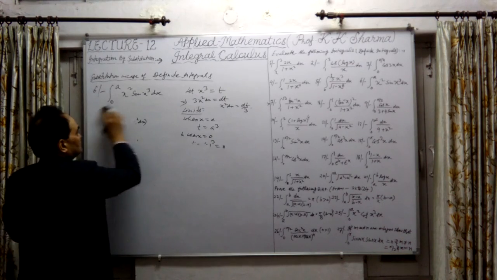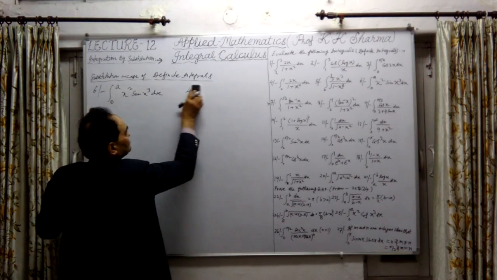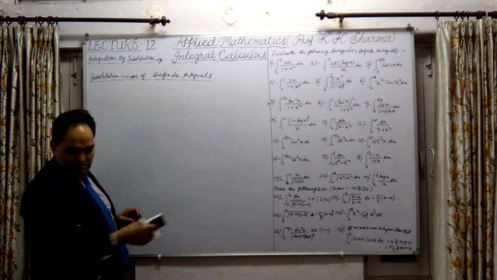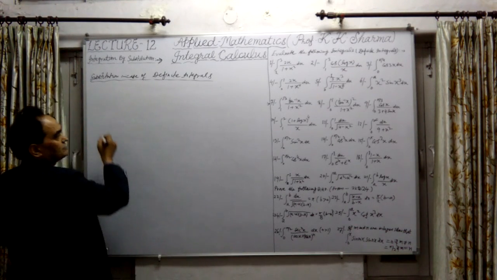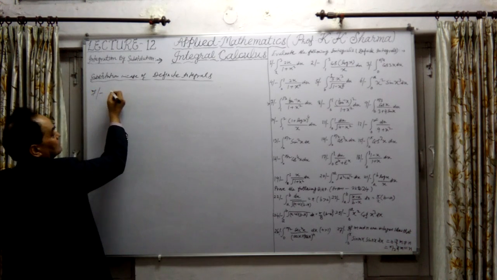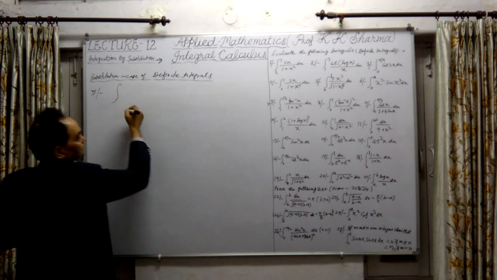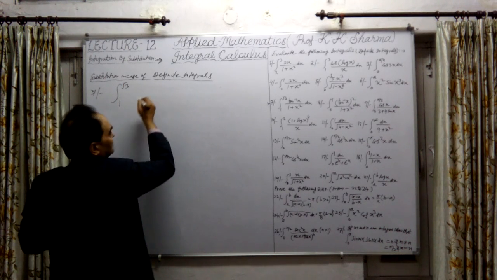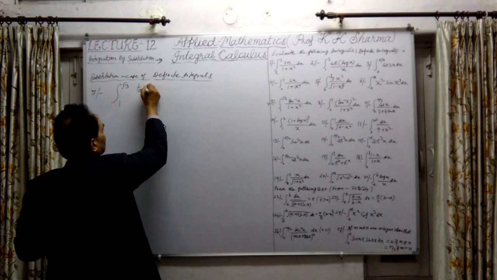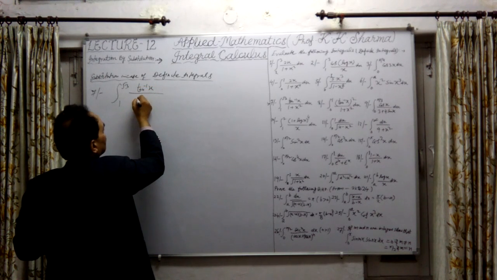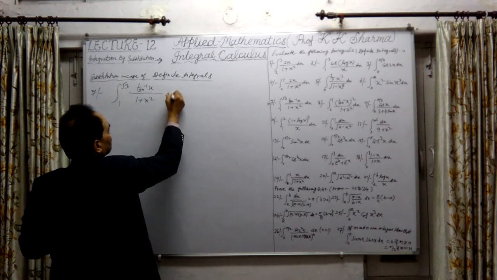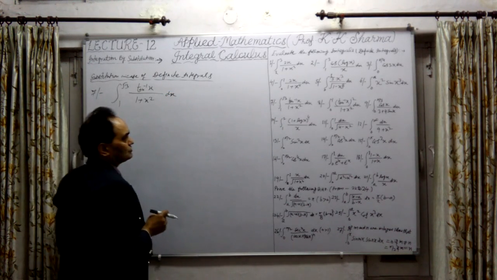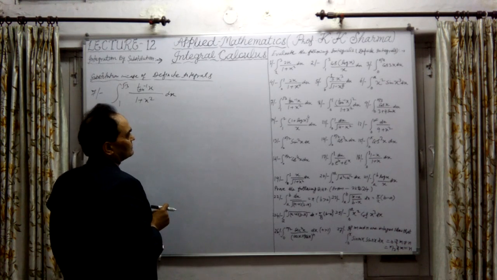Question number 6 we have done. Now let's talk about question number 7. What does question number 7 say? It is the integration from 1 to root 3 of tan inverse x upon 1 plus x square dx. This one: tan inverse x upon 1 plus x square.